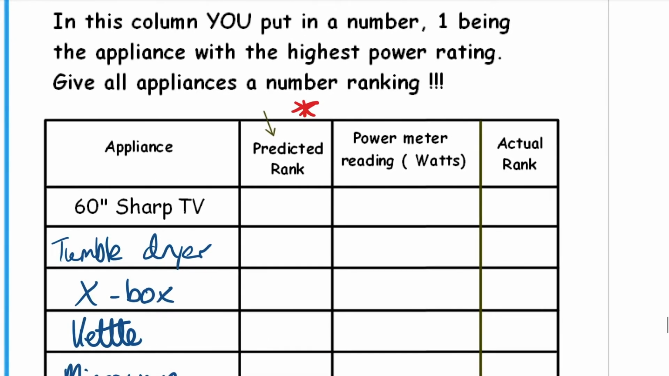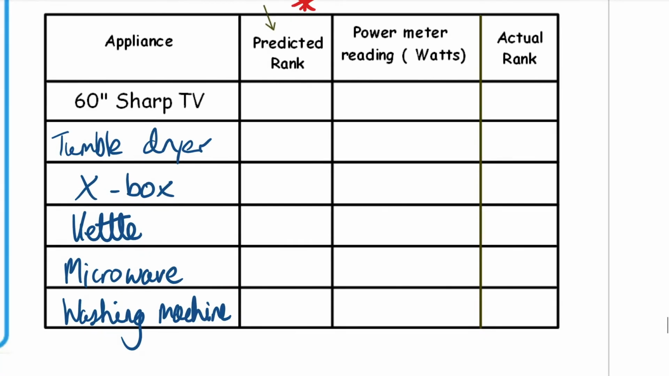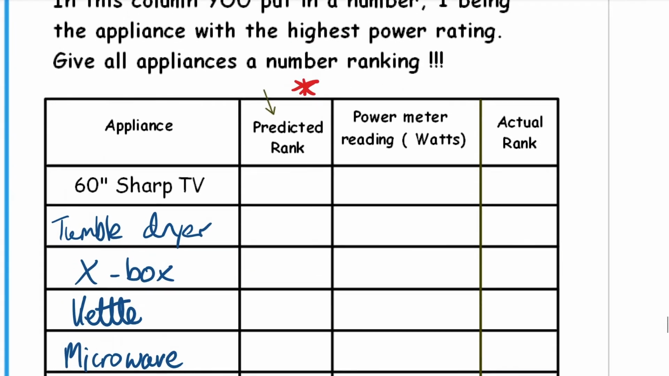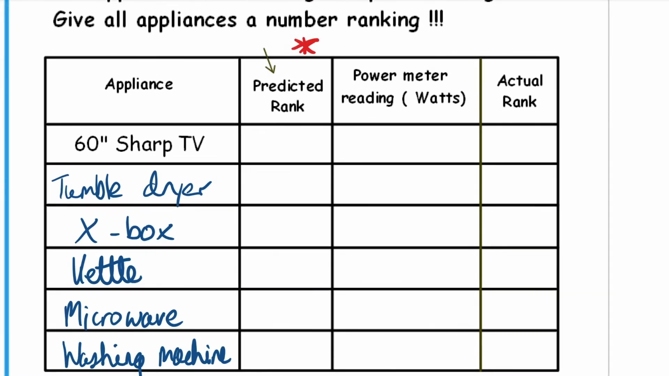In this column, you put in a number, 1 being the appliance with the highest power rating, and 6 being the lowest. So if you think, for example, that the television's got the highest power rating, you would put a number 1 there. If you thought the kettle has the lowest power rating, you'd put a 6 there. By the way, those aren't the answers. So what you need to do now is pause the video, and then in your booklets, write down numbers 1 to 6 in that column.